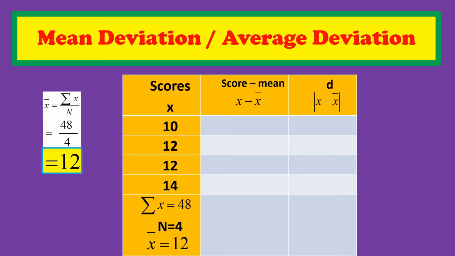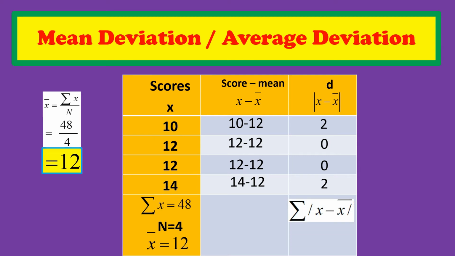So we need to subtract the mean from each of the scores. So we have 10 minus 12. Since we are dealing with absolute value, there is no negative result. So 10 minus 12 is negative 2, and the absolute value of negative 2 is 2. So we have 12 minus 12, that is 0. 12 minus 12, that is 0. And 14 minus 12, that is 2. We need to find the summation of the absolute value of the score minus the mean, or it can be written as the summation of d. And what is summation of d? 2 plus 0 plus 0 plus 2, and that is equal to 4.